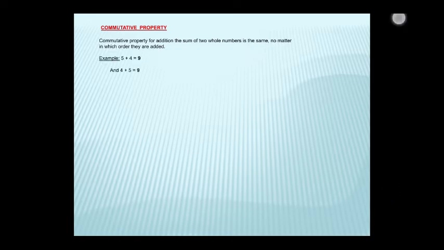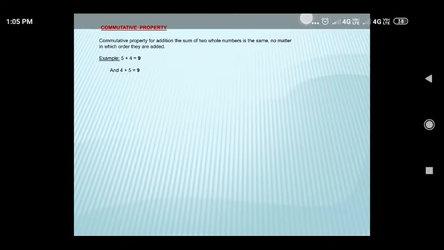Let us see one example. 5 plus 4 equals 9. If you add 4 plus 5, it is also 9. Let us see one example through an activity.